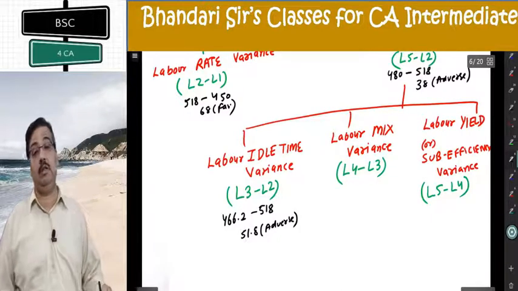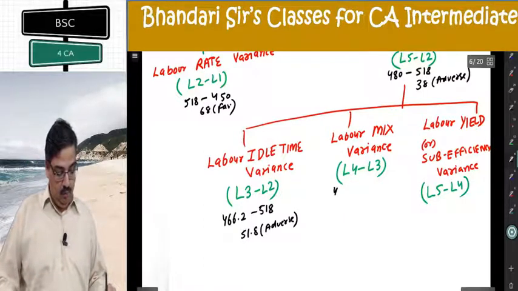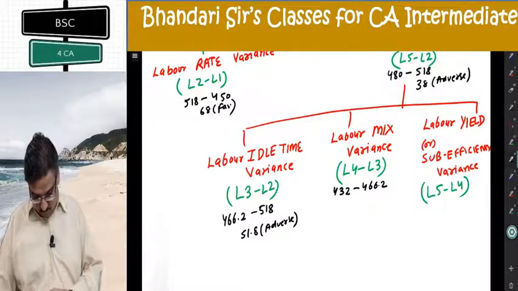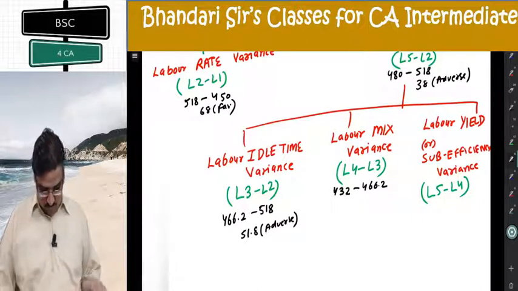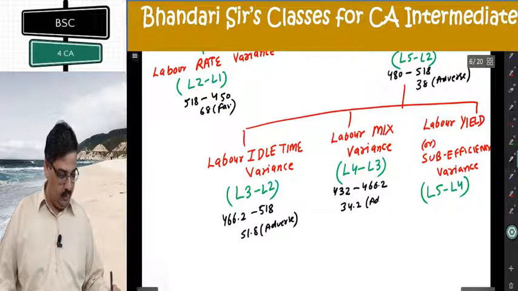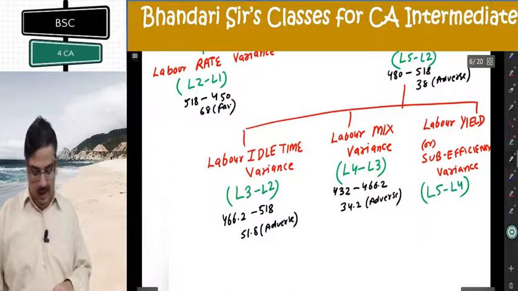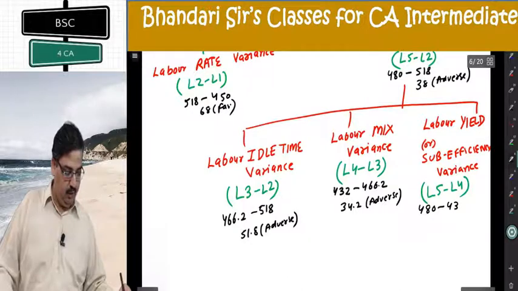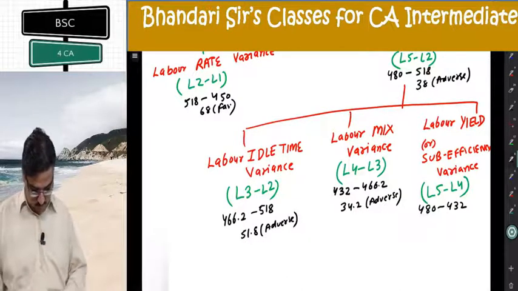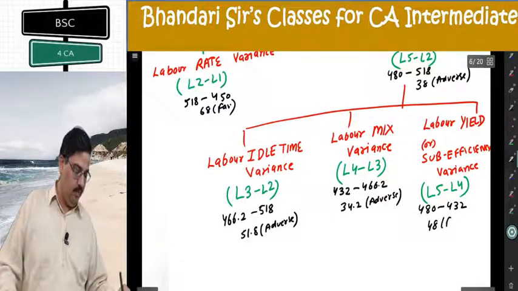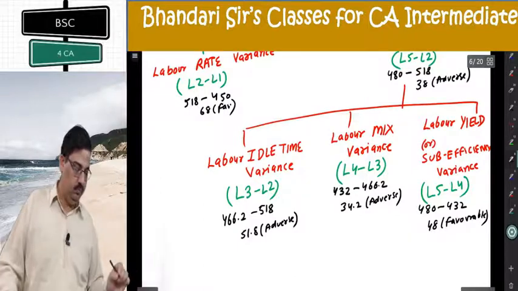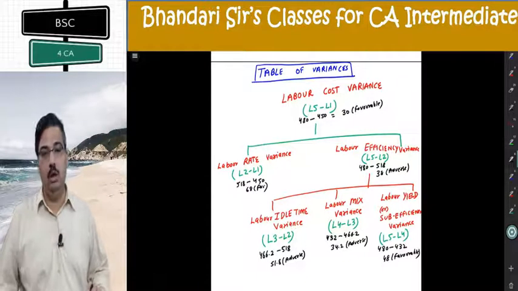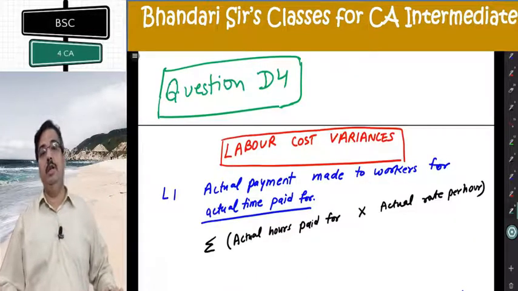Must write favorable or adverse correctly, otherwise you lose marks. 432 minus 466.2, 34.2 adverse. L5 minus L4, 480 minus 432, 48 favorable. This is the table of variances that will give you full marks in the exam. This was D3. The next question is D4.